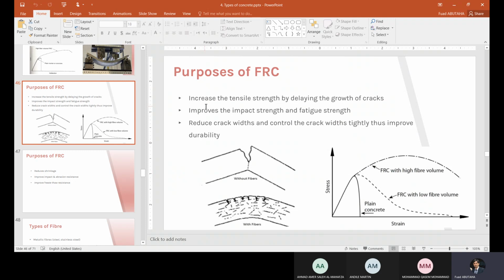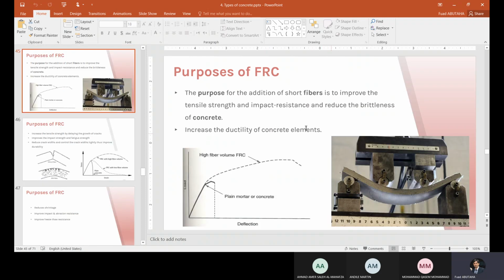So the purpose of fiber reinforced concrete is to increase the tensile strength by delaying the growth and the creation of cracks, improve the impact strength and fatigue strength, reduce crack width and control the cracks tightly, thus improving the durability of the concrete. And you can see here, this is a mix. This is definitely not normal concrete, not plain concrete.